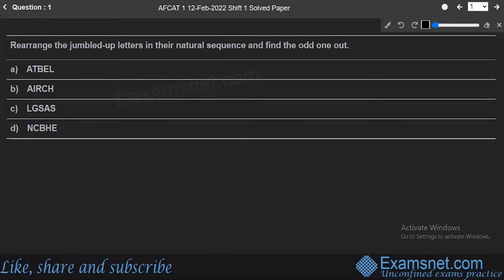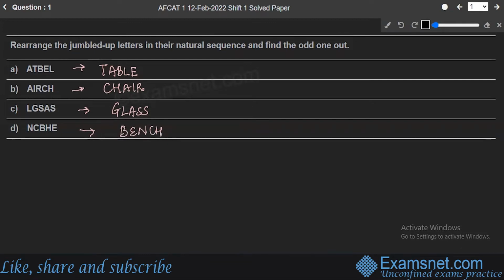Question number 1. Rearrange the jumbled up letters in their natural sequence and find out the odd one out. First of all, we have to arrange all of these in their correct sequence, so that they form some meaningful words. ATBEL seems to form the word table. Then AIRCH seems to form chair. Then LGSAS probably forms the word glass. And NCBHE may make the word bench.